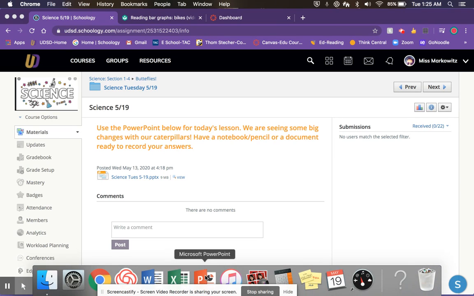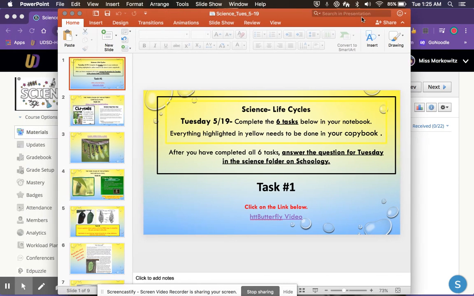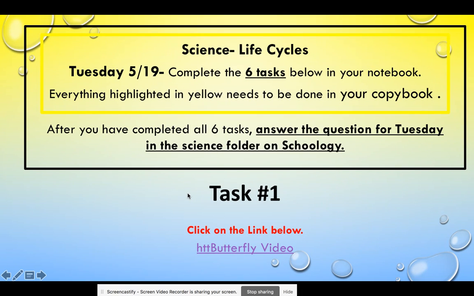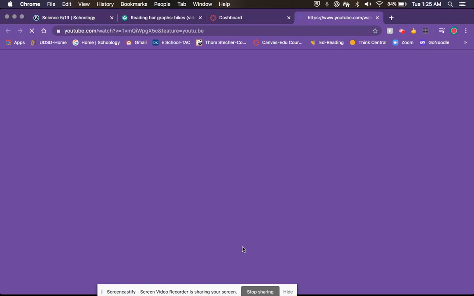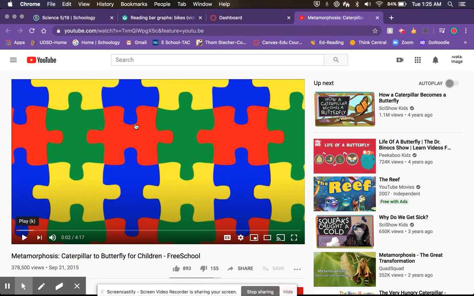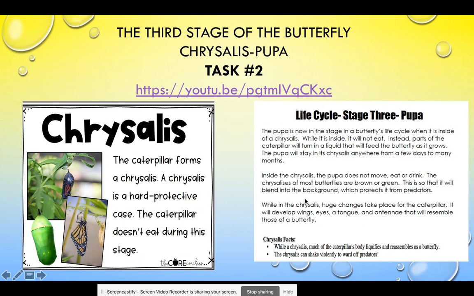Okay, so we are down here. 6 tasks today. Now it sounds like a lot. A lot of them are very small. Don't worry. There's a video down here. Okay, everything highlighted in yellow needs to be done in your copybook and then answer the question. All right, so right away we have a video. Okay, it is a YouTube video. If anytime the first video doesn't work, just go to the next slide. Okay, follow that video, I mean, then you'll go to the next task.